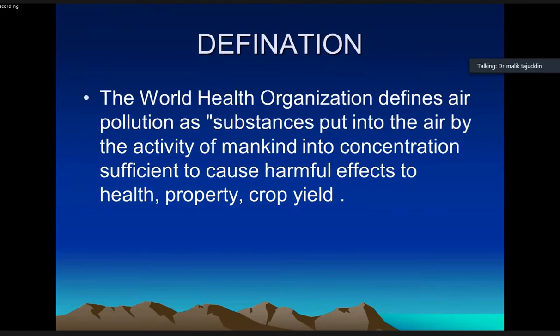If you see the definition of air pollution given by the WHO, it is defined as substances put into the air by the activity of mankind in concentrations sufficient to cause harmful effects to health, property, and crop yields. Mostly these pollutants are man-made and due to the activity of mankind. If they are present in sufficient concentrations, they may cause harmful effects not only to the health of human beings, but also to property and crops. Then this is called air pollution.